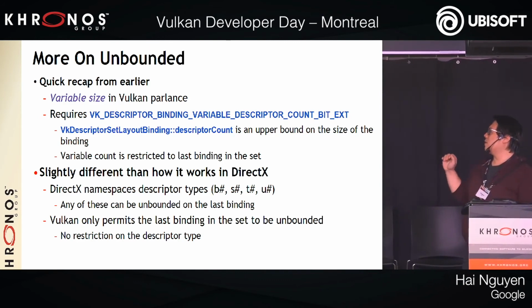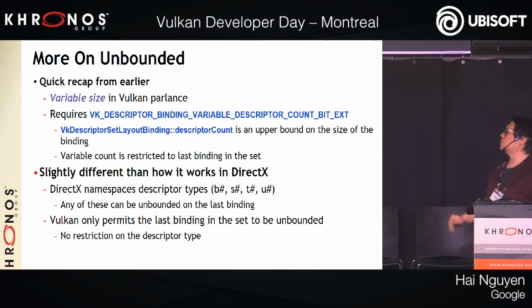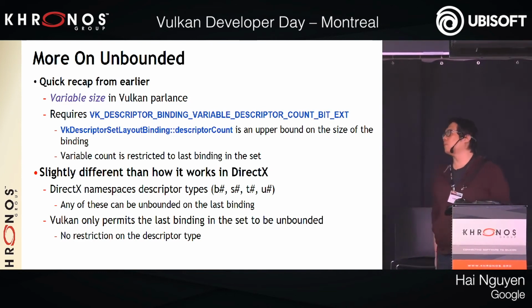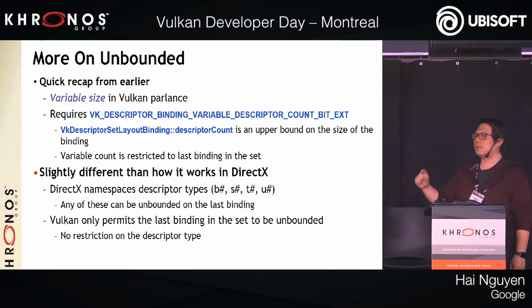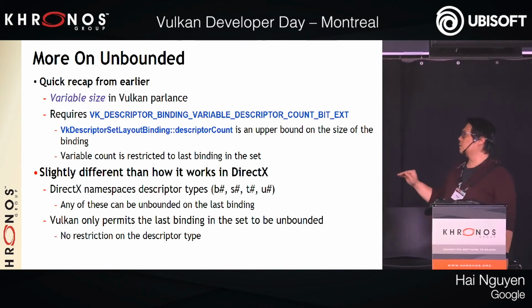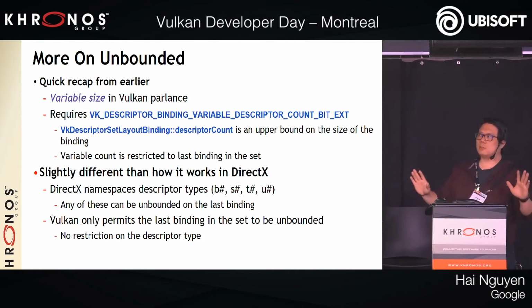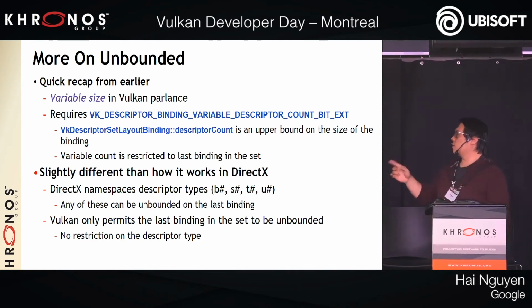So the other thing is that there's a slight restriction on which of the descriptor bindings can be unbounded or variable size, and it has to be the last entry in your set. And so there's a slight difference between this and how it works in DX. In DX, there's a namespacing on all the resource types, so you can be unbounded on any of these, and it won't care too much, assuming your IHV supports it. Vulkan only lets you do it on the last one. So when you're designing how you want resources to be indexed, whether dynamically or not, keep this in mind.